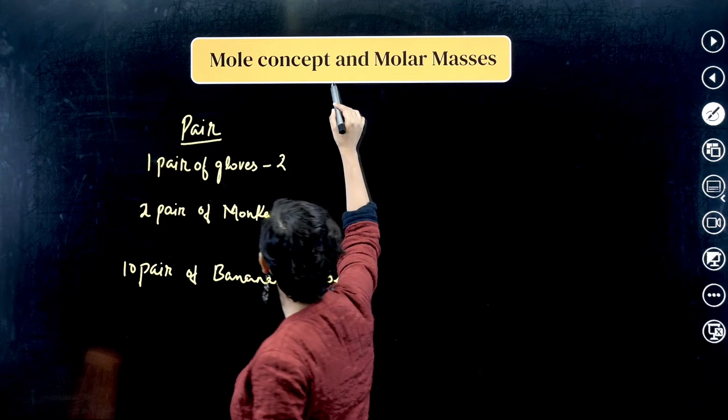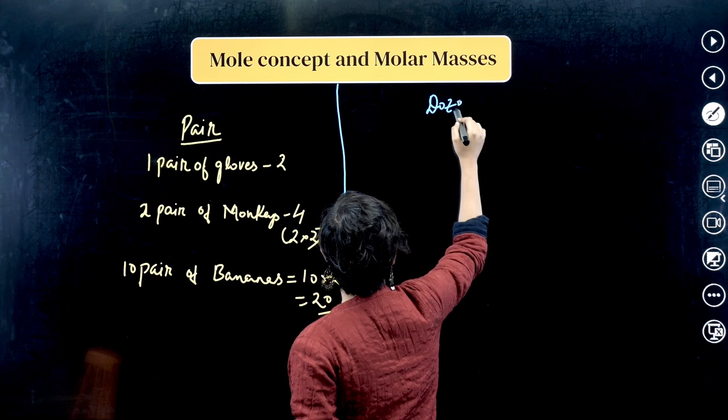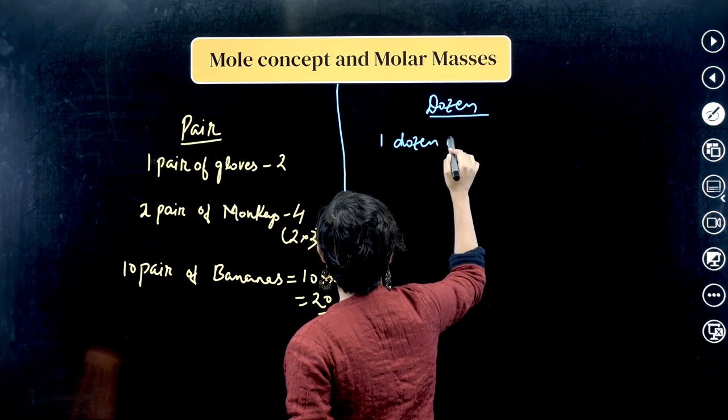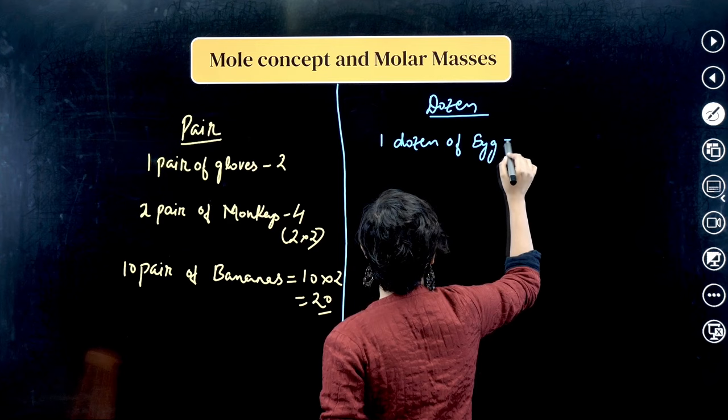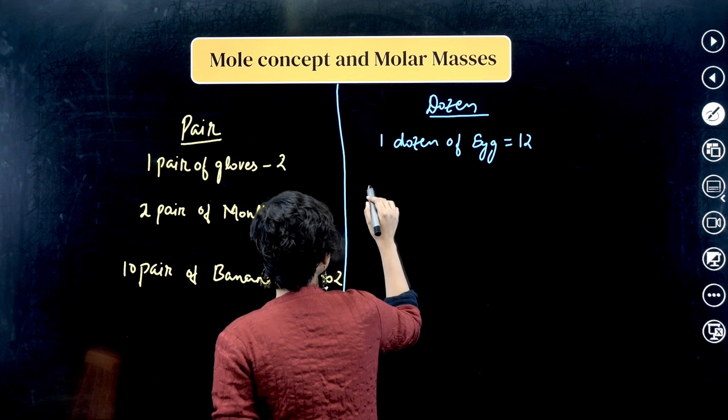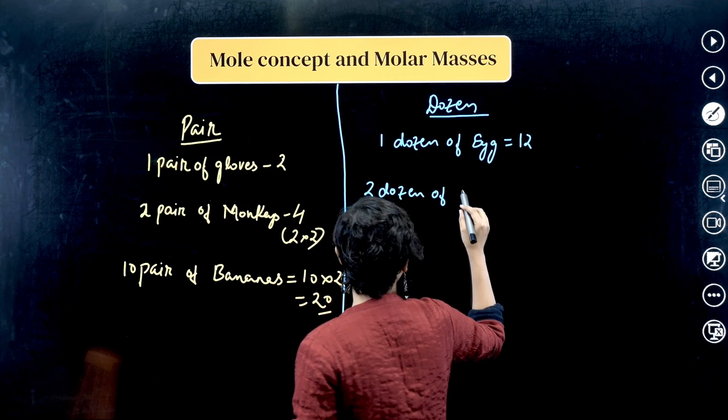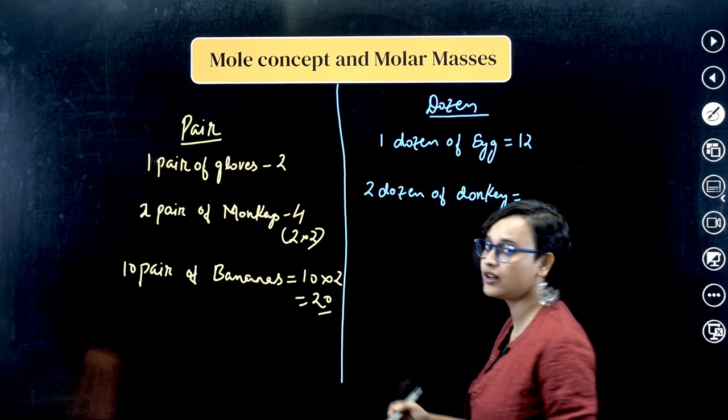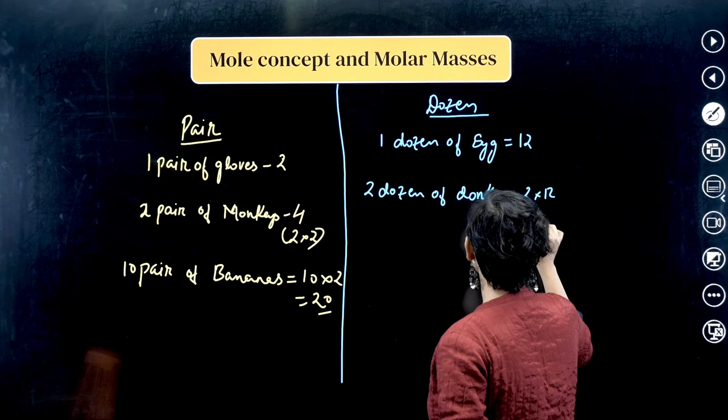Now let's understand dozen. Do you know what a dozen is? If I say one dozen eggs, that means there are 12 eggs. If I say two dozen donkeys, how many are there? 2 multiplied with 12, that means 24 donkeys.